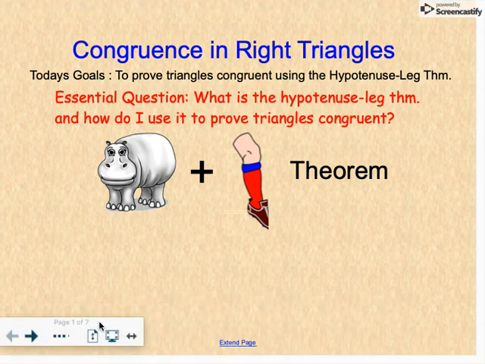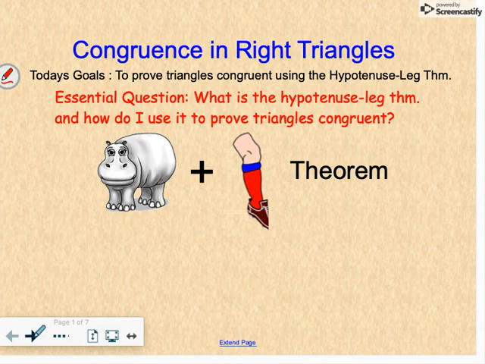So today's lesson is talking about congruence in right triangles. Today's goal is to prove triangles are congruent using the Hyp-Leg theorem. Our essential question is, what is the Hyp-Leg theorem and how do I use it to prove triangles are congruent? So again, like always, if you need to pause the video, feel free to do that and then catch right back up.